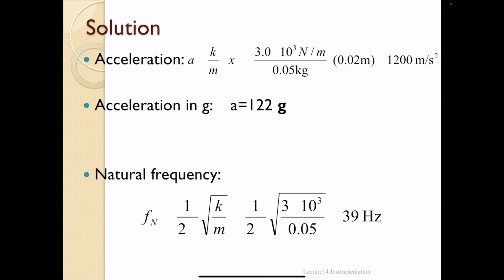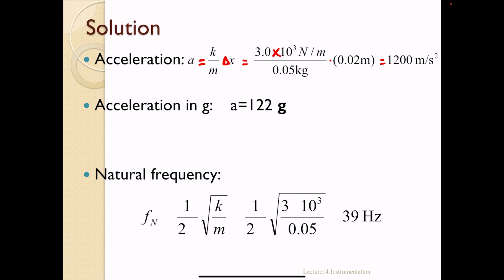So to calculate the acceleration, we have the equation A equals k over m times delta x, and all the values are given. K is 3 kN per meter, mass is 0.05 kg, multiplied with the maximum displacement 0.02, which gives us 1200 meter per second squared. If the acceleration is considered in g, we convert meter per second squared to gravity, which gives 122 g.